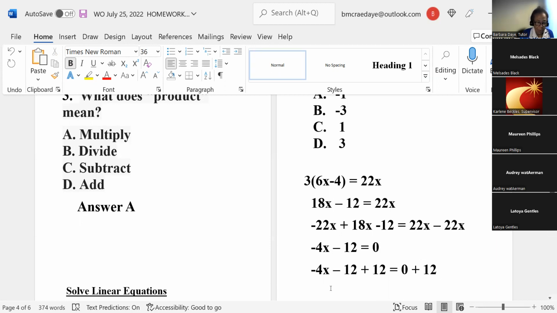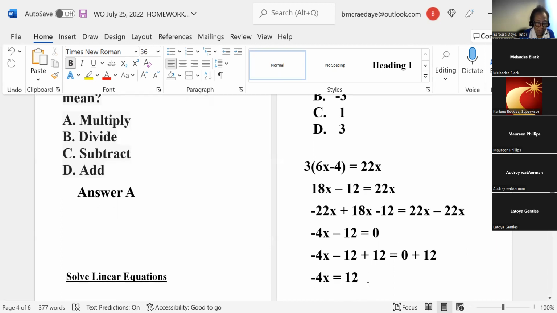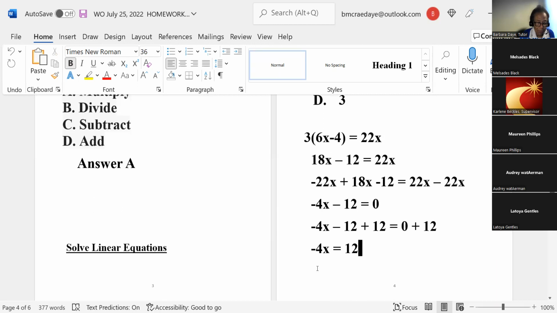All right, so on the left, you just have the minus 4x left, right? Yeah. Okay, and on the right, you have what, Latoya? 12. Just equal 12. So you can see your answer now, right? Everybody can see the answer? Yeah, it's minus 3. You divide by 4 on both sides. Yeah, negative 3.